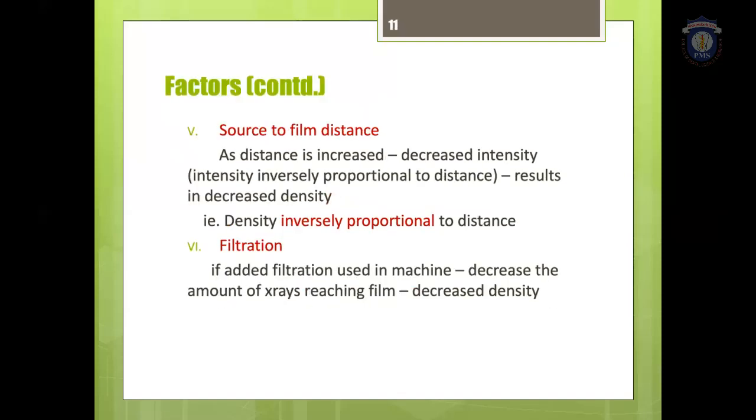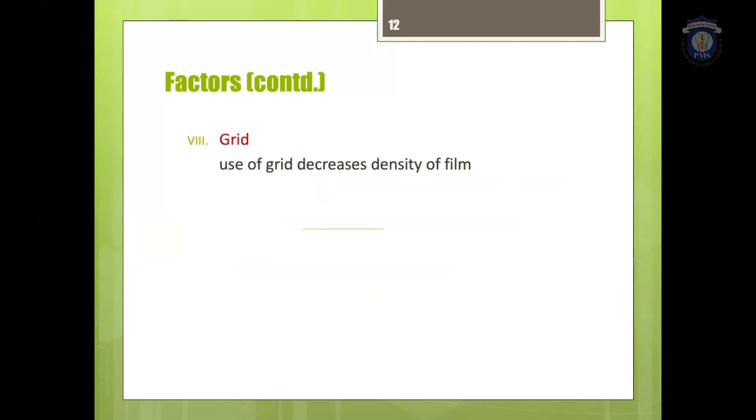Fifth one is the source to film distance. As the distance is increased, the intensity will decrease, resulting in decreased density. So density is inversely proportional to the distance. Next is filtration. If added filtration is used in the X-ray machine, it will decrease the amount of X-rays reaching the film and it will decrease the density. Finally, the use of a grid. The use of a grid decreases the overall density of the film.